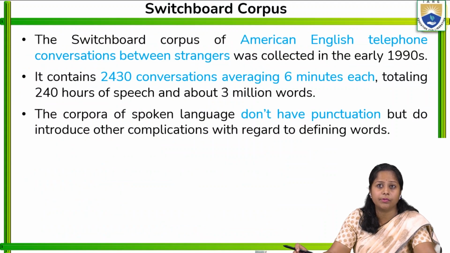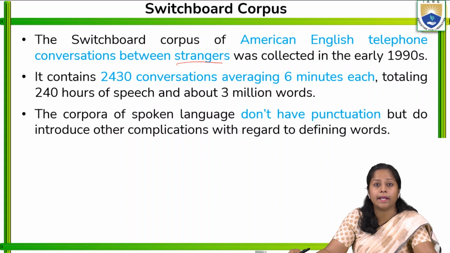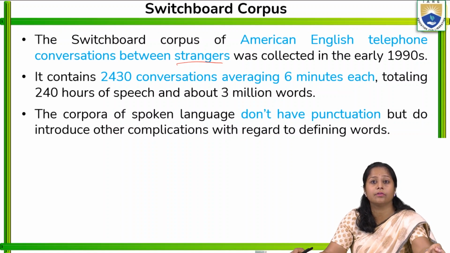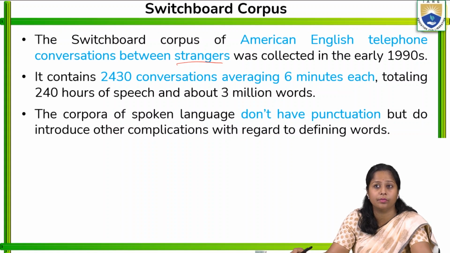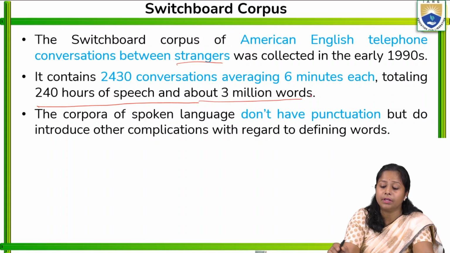Now I will talk about the Switchboard corpus. The Switchboard corpus of American English telephone conversations between strangers was collected in the early 1990s. It contains 2430 conversations averaging 6 minutes each. So there are 2430 files, in which different people have had conversations of 6 minutes each. That is maybe an audio file or video file, totaling 240 hours of speech and about 3 million words.